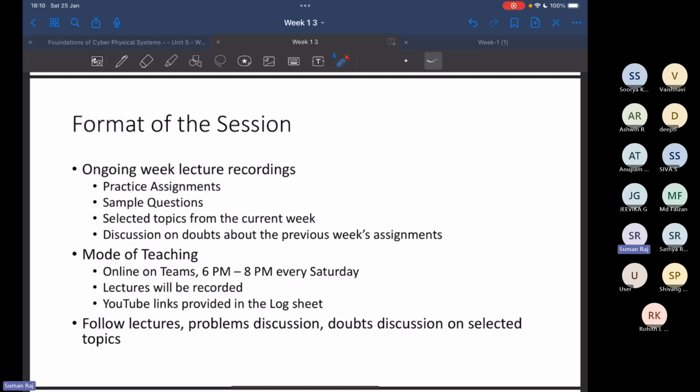Other than that, since we are interfacing using Microsoft Teams, I have enabled the chat window for everybody, and I will be having a look at that during the lectures. Feel free to type in your doubts over there, and I will take them whenever I can, even in the middle of the lectures. If you want to ask a question by unmuting yourself, please raise your hand so that I know, and then you can go ahead and ask the question.